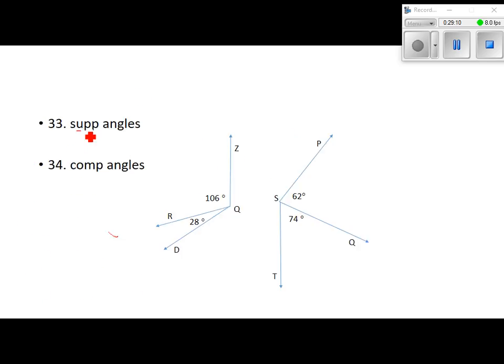Next one, they want us to name two supplementary angles. Well, supplementary means they add up to 180. So you want to come over here and pick two of these angles that add up to 180. Remember, when you're naming them, you're going to use three letters and the angle symbol. I'll give you a little hint on the first one: one of the angles you're going to use is angle ZQR. That's one of your answers on number 33. Now you want to find another angle that along with that one adds up to 180.